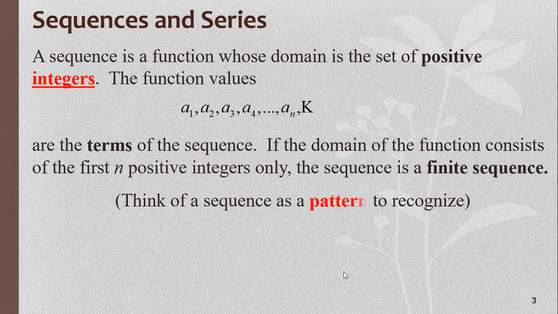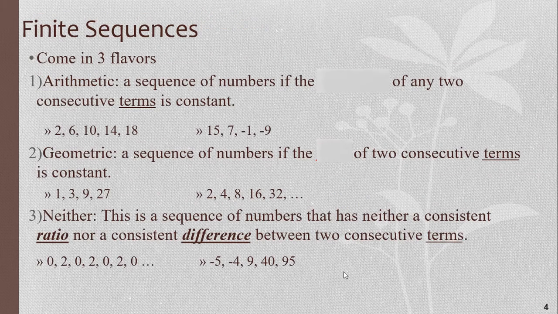Now, think of a sequence as a pattern that you can recognize. There are three types of sequences: arithmetic, geometric, and neither. Arithmetic means that you're going to have a common difference between two consecutive terms. For instance, the first one there, 6 minus 2 is 4, 10 minus 6 is 4, 14 minus 10 is 4, and so on. Here we have 7 minus 15 is negative 8, negative 1 minus 7 is negative 8, negative 9 minus negative 1 is negative 8, so it's a constant difference.